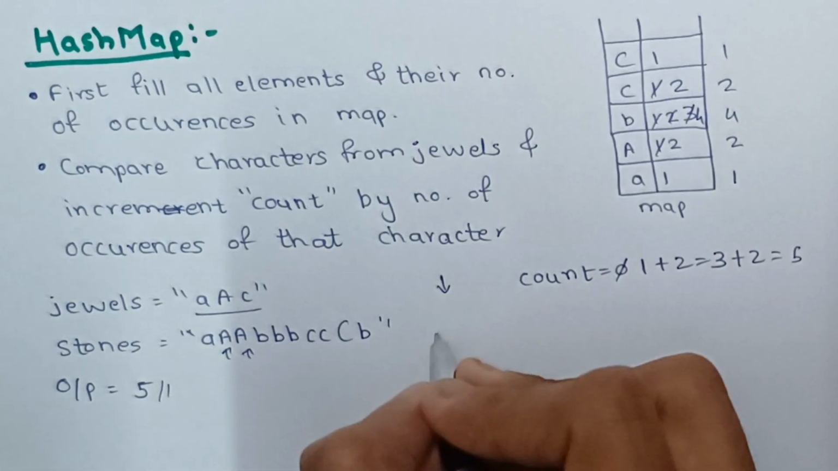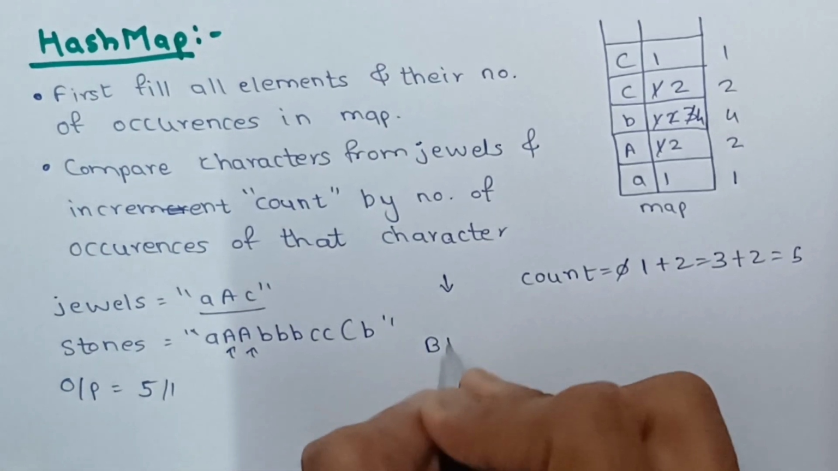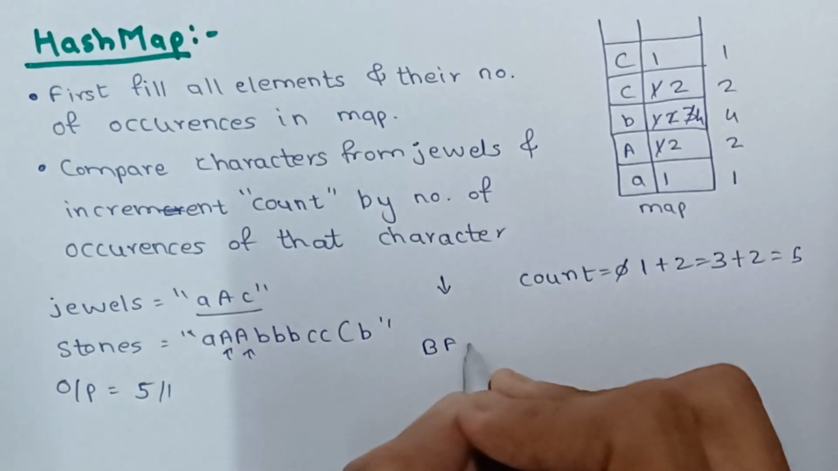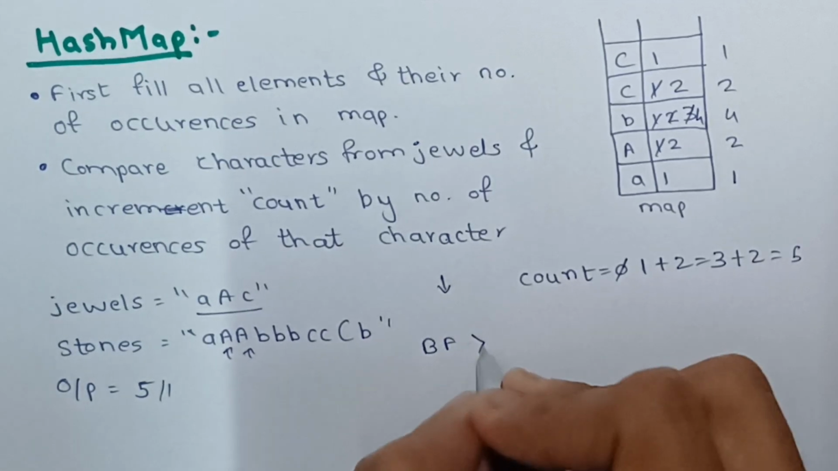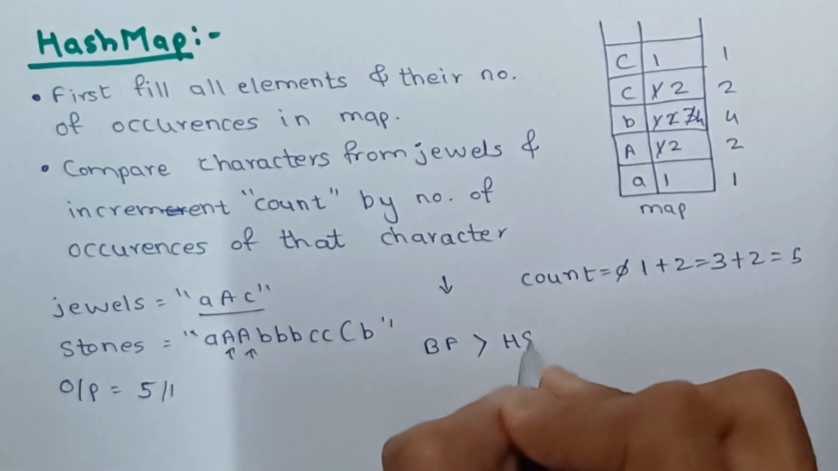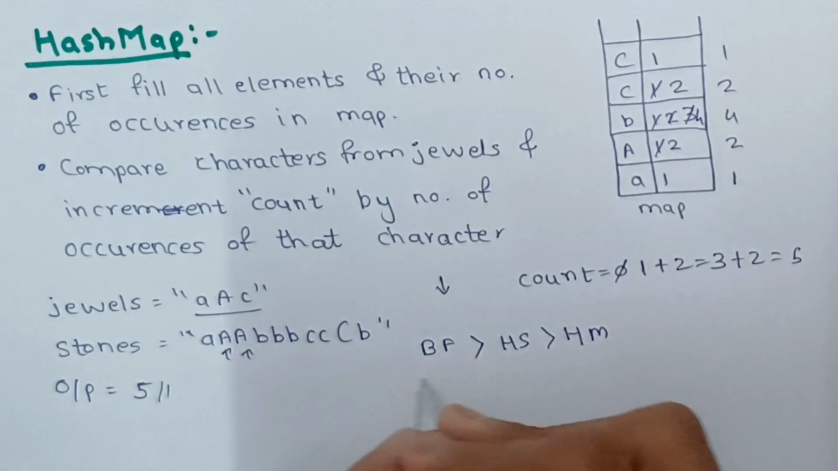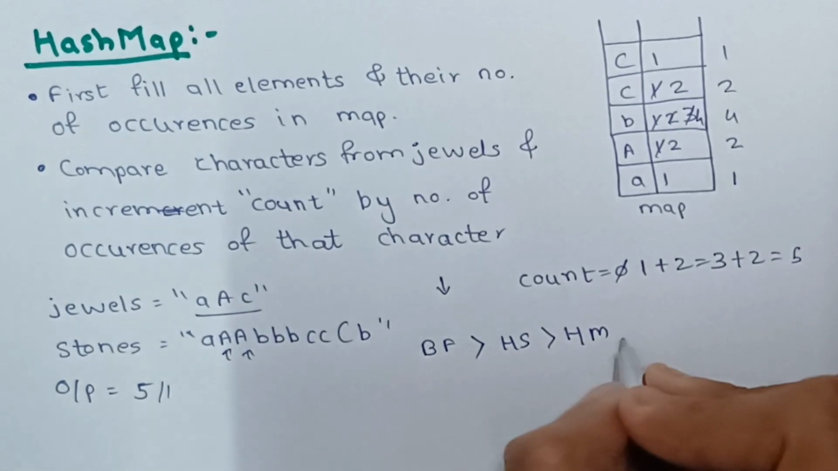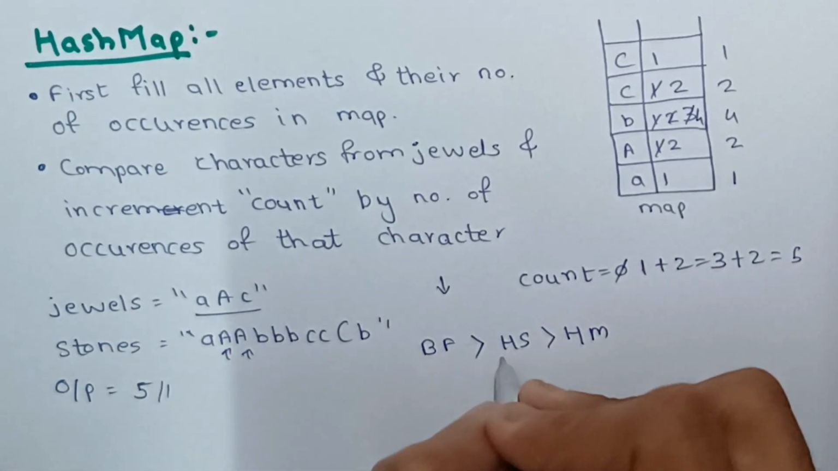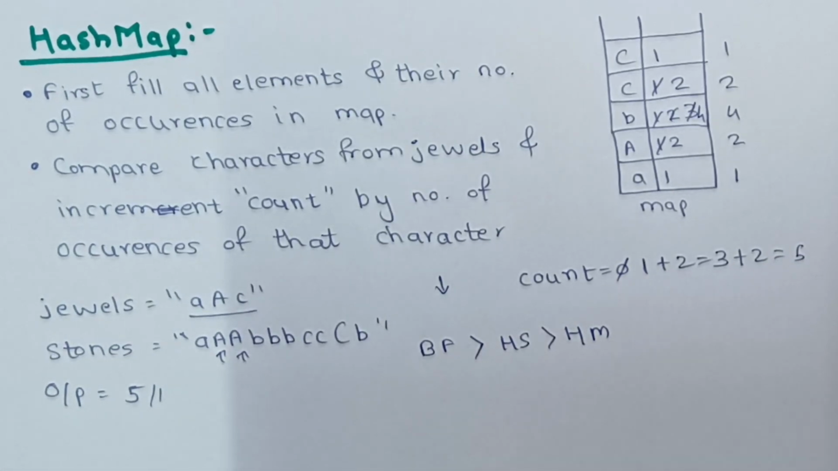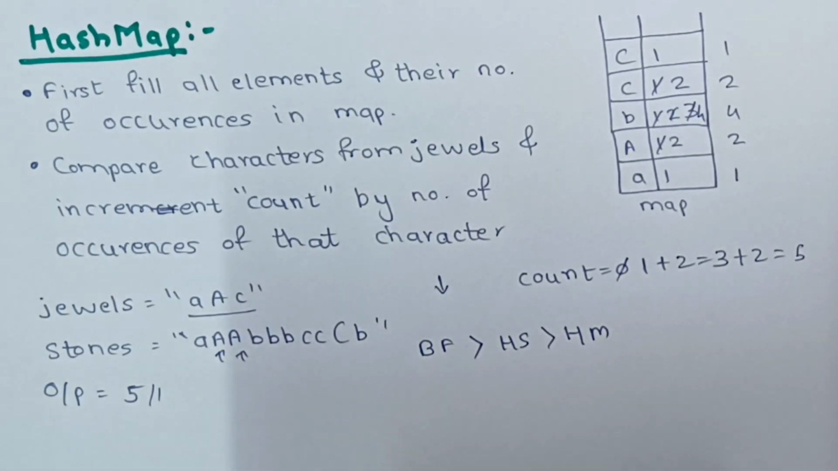I will write here that the brute force approach will take more time than the hash set, and the hash set will take more time than the hash map. This time complexity is the highest and this one is lower. The hash set falls in the middle. So you can find it easily.